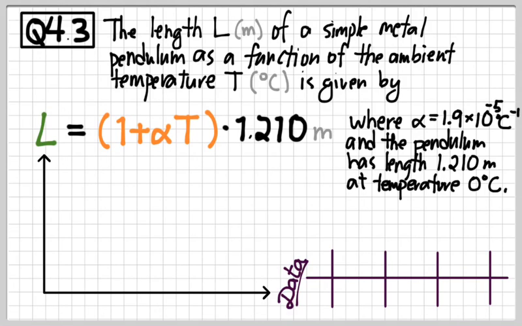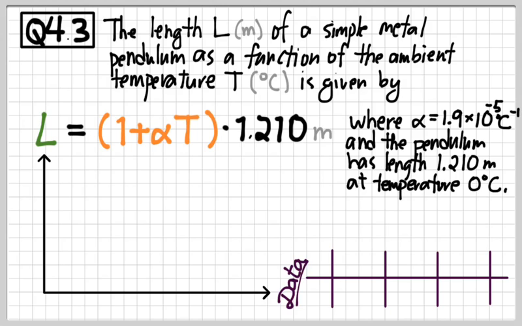So in 4.3, you're given this scenario of a relationship between the length of a simple metal pendulum, measured in meters, and the ambient temperature. So physics people, or really anybody, as you heat up a metal, what does it tend to do? It expands, right? It gets bigger. Some of the energy that you put into heat actually makes the rod longer, the pendulum longer. So this is an attempt to relate length to temperature here.